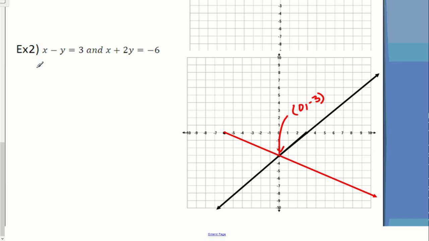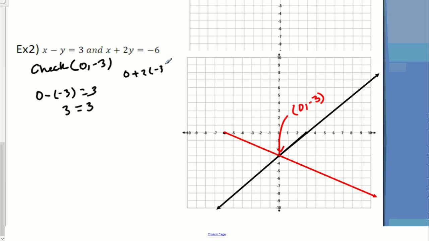So I'm going to say check. And I'm going to check the point 0, negative 3. And I need to check it into both equations. So this shouldn't take long. 0 minus negative 3 should equal 3. So that's 3 equals 3. That's good. And then I try it on the other equation, and I get what? 0 plus 2 times a negative 3 should equal a negative 6. Well, 2 times a negative 3 is a negative 6 equals a negative 6. They both are true, which means that's my answer, 0, negative 3.